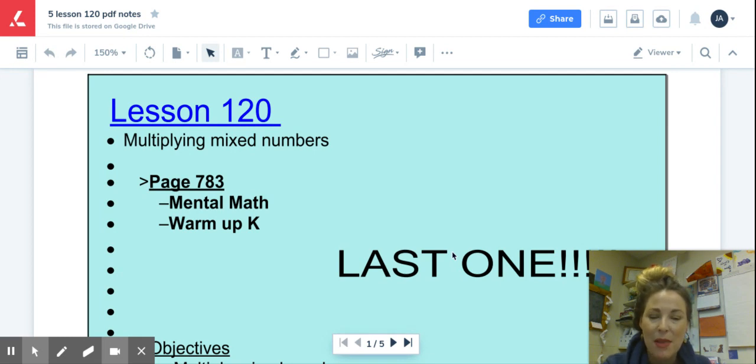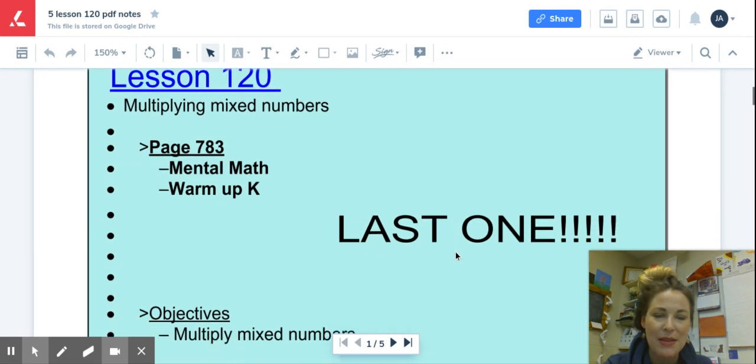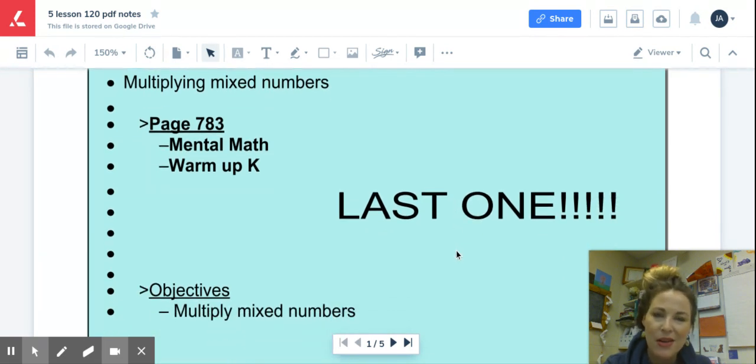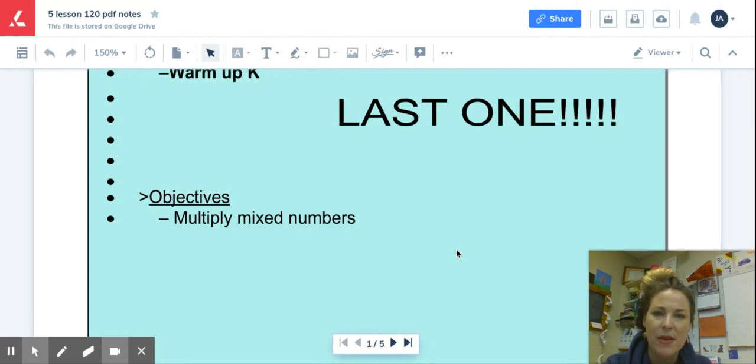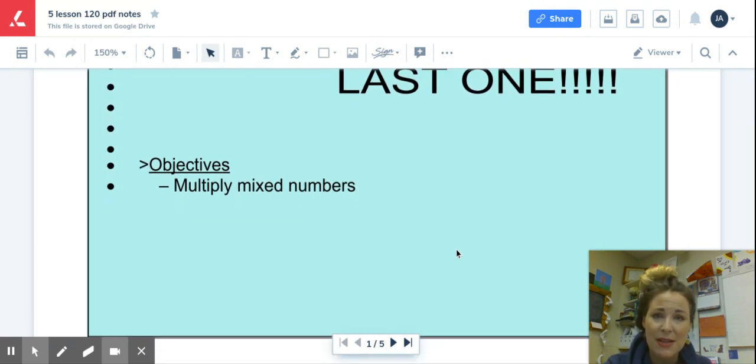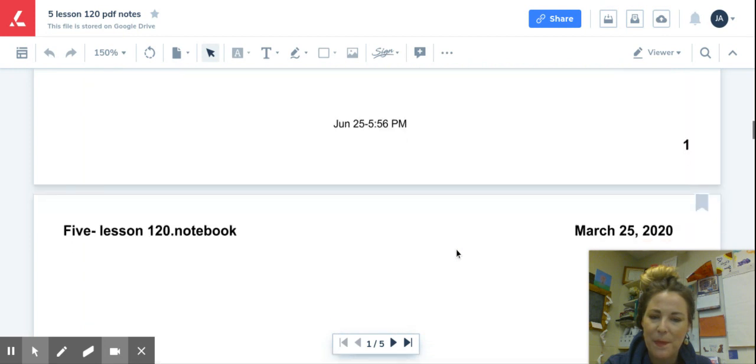So, multiplying mixed numbers. I've said this before, but honestly, multiplying fractions and mixed numbers is so much easier than adding them because you don't need to have any type of common denominator. This is a piece of cake. So, here we go. We're going to go through a couple of examples together, but first, I'm going to talk about our learning targets for the day and also go over a little bit of notes. Multiply mixed numbers. That's our learning target.